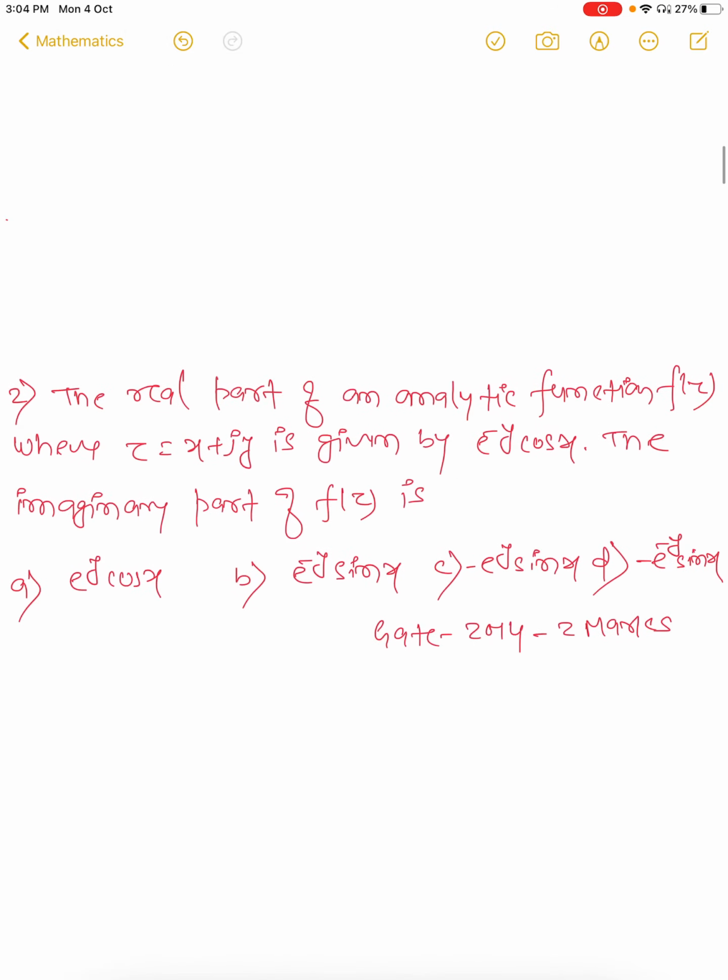Now comes the next question. The real part of an analytic function f(z), where z is equal to x plus jy, is given by e to the power minus y cos x. The imaginary part of f(z) is, we have to find out the imaginary part.